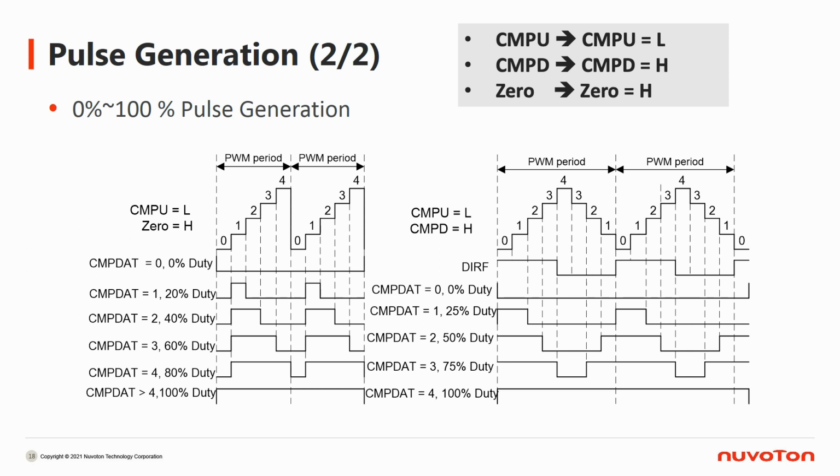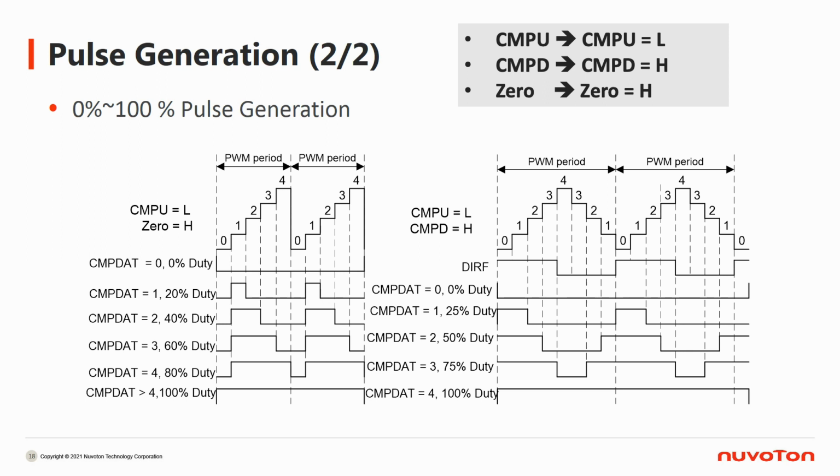0 equals H means when the counter is reloaded to 0, the output should be high. The graph on the left-hand side shows an up counter type. It defines CMPU equals L and 0 equals H. Take compare data equals 0 as example. Since the comparator is 0, it will be low all the time, which is 0% duty. Take compare data equals 1 as example. Since the comparator is 1, it will be high before 1 and low after 1, which is 20% duty.